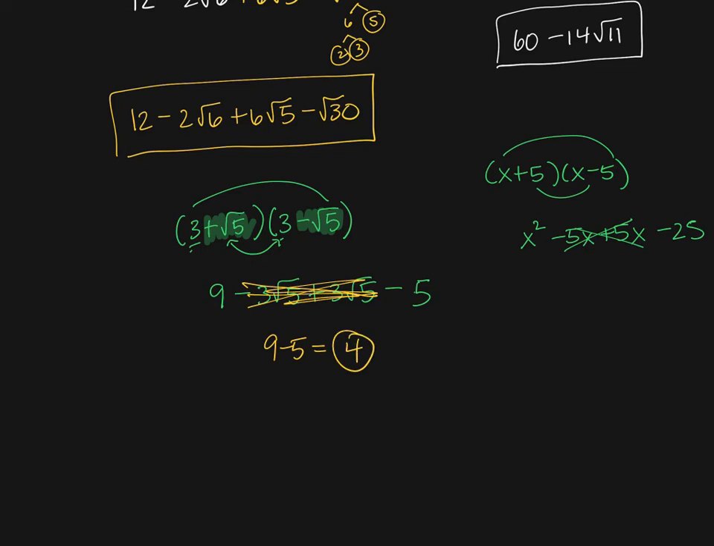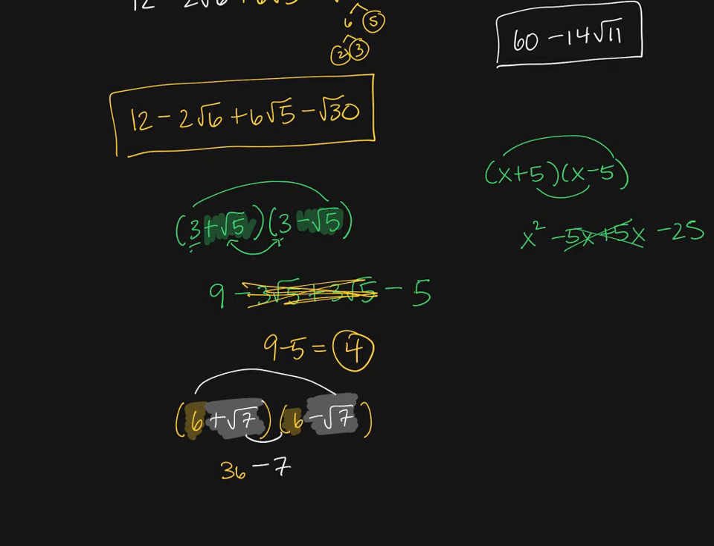So the fast way to multiply when you have something that differs only in sign, like 6 plus the square root of 7, and 6 minus the square root of 7, all you're going to have to do, instead of FOILing it all the way out, is do 6 times 6, which is 36, and then do plus root 7 times minus root 7, which is going to play out to be minus 7. The outer and the inner terms are going to cancel each other out.